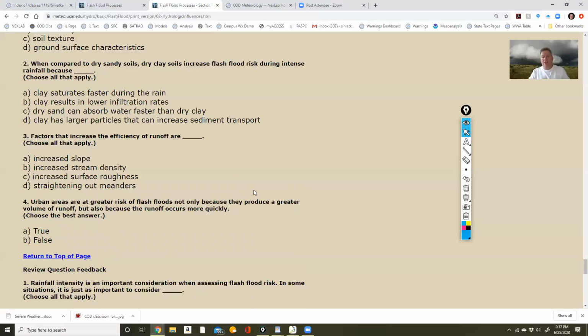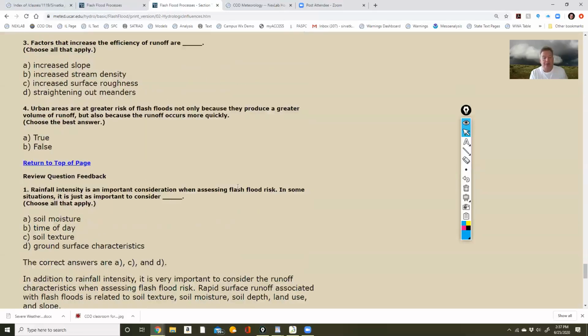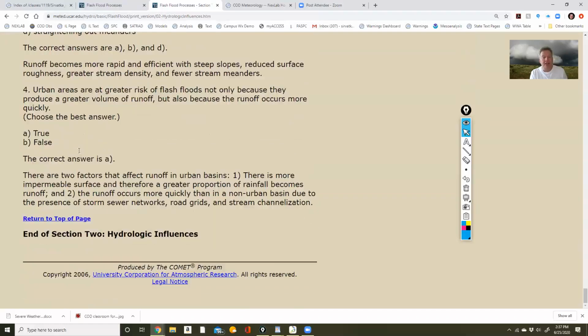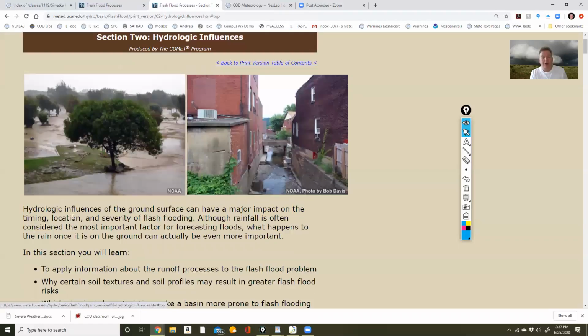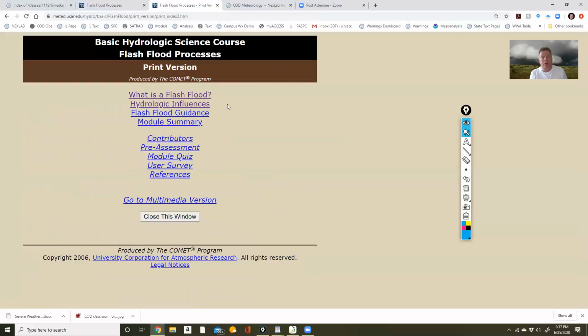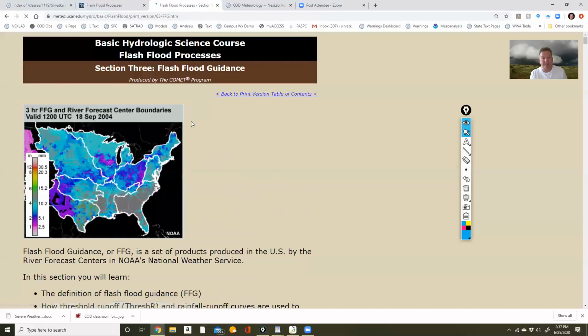So keep that in mind, what kind of watersheds flood faster? No vegetation, more impermeable surfaces, higher stream density, and steeper slopes. Because all of those things get that water moving fast, and that's where your flood's going to happen. So read through this. There's some good information in here that should help you. And now we're going to go back to the top of the page and go back to here, and we'll go to flash flood guidance.